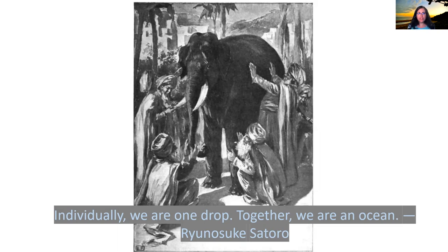But what they really needed to do was to bring these observations together, to integrate them, to get a holistic view of this elephant and what it actually looked like. And the way that they would do that is through language. Language is how they would bring their observations together and integrate them, so they could have a holistic view.